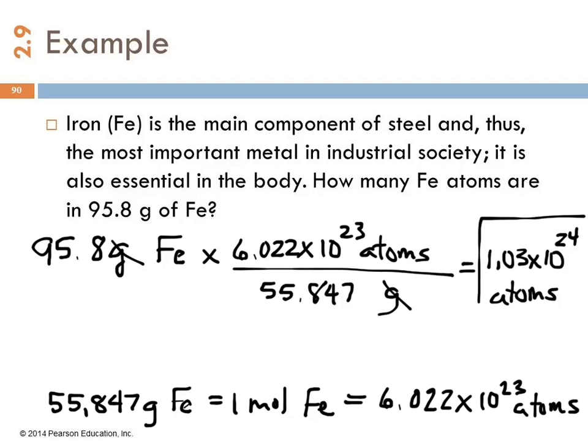Is that a reasonable number? In 95 grams, is that an amount of iron that we can see? Is it big enough to see, to hold in your hand? Yeah, it is. So that's a macroscopic amount of iron. Would we expect there to be a lot of atoms in there? Yeah. Anything that you can see is going to have a lot of atoms in it. And so we expect to get a really big number. If you're ever calculating number of atoms and you end up with less than 1 atom, is that possible? No. So if you get 1.03 times 10 to the minus 4th atoms, something went wrong. Any questions?